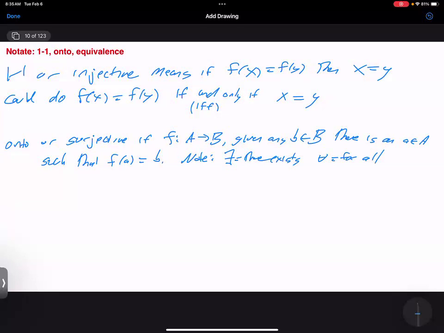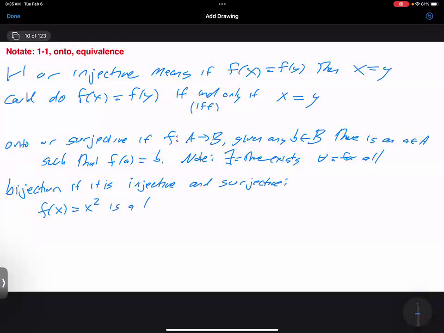Okay, then we're going to define a bijection. If it is injective and surjective. So f of x equals x squared is a bijection from [0,2] to [0,4], but not from [-2,2] to [0,4].